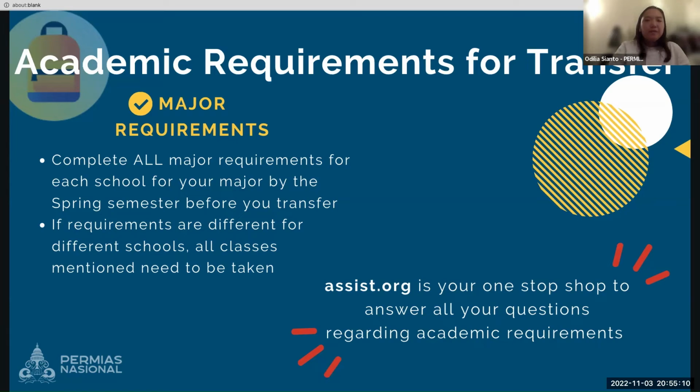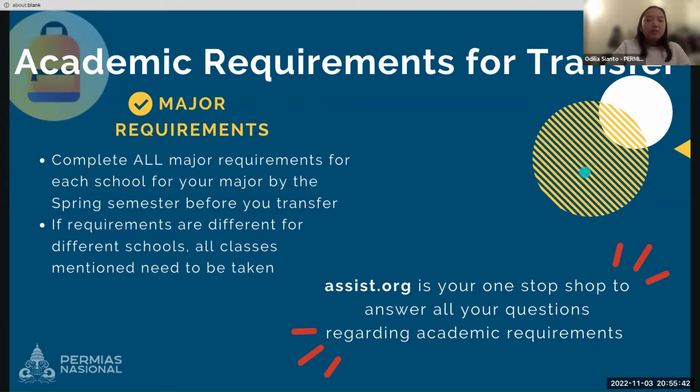But what I've learned from admissions officers at community college is that the very important thing is that you complete all your major requirements for each and every school that you want to apply to, for every major, before you transfer. What I mean is, say between UCLA and UC Berkeley, they don't have the exact same major, and so they require slightly different classes. So you want to take all those classes before you transfer.